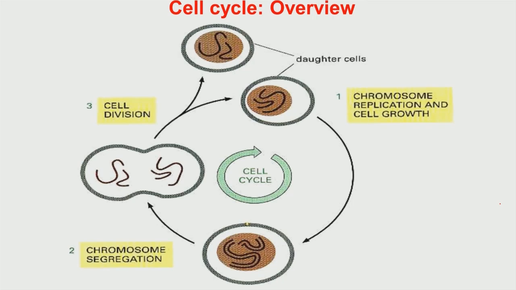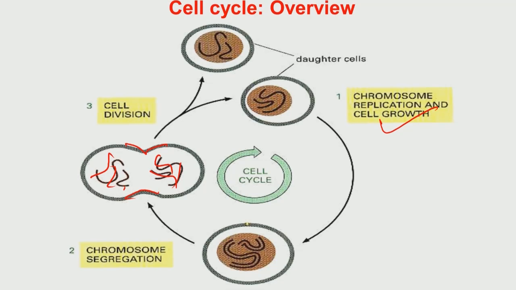So, this is an overview of the mother cell undergoing the cell cycle, cell division into 2 daughter cells. When cell division starts, it begins with chromosome replication and the cell grows, increasing its size, and after that chromosome segregation takes place. It is now showing some furrow formation and some indication that the cell is likely to divide into 2 daughter cells.